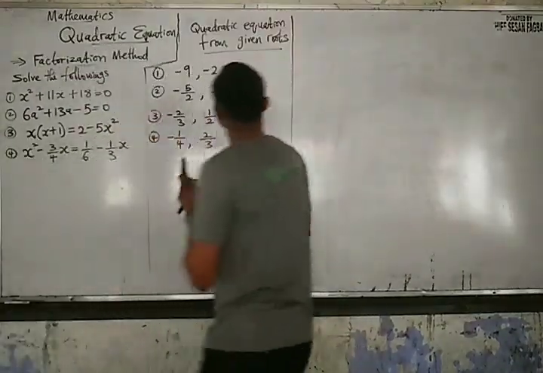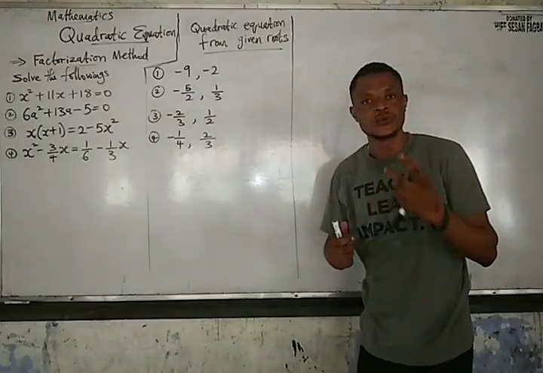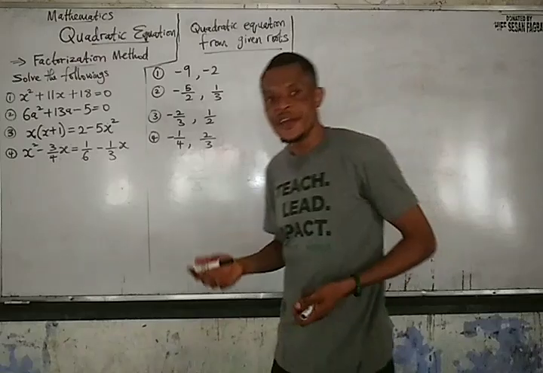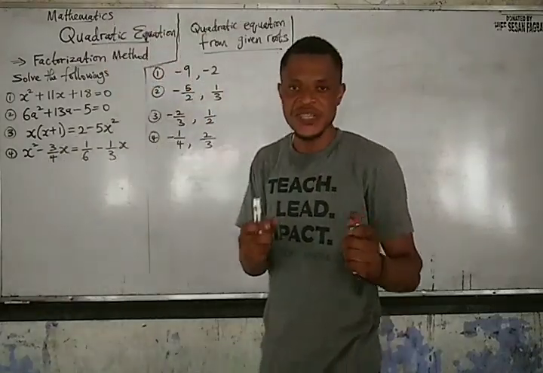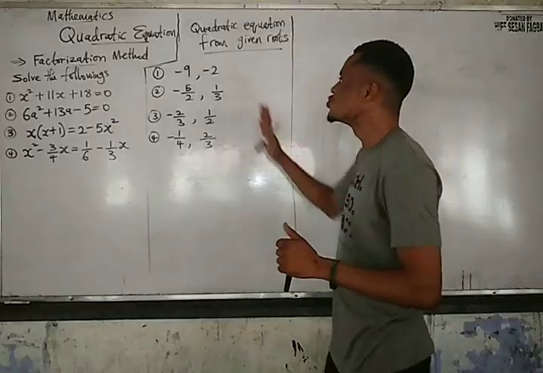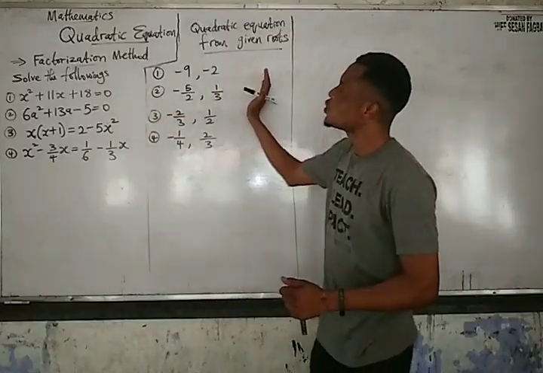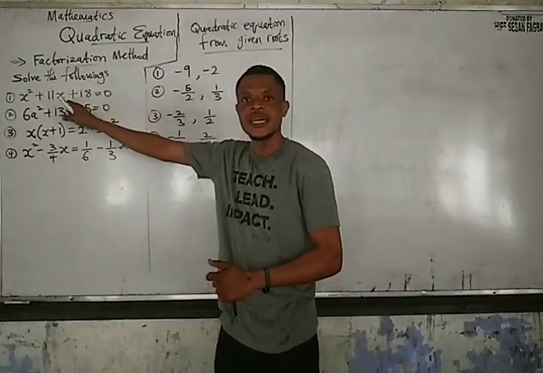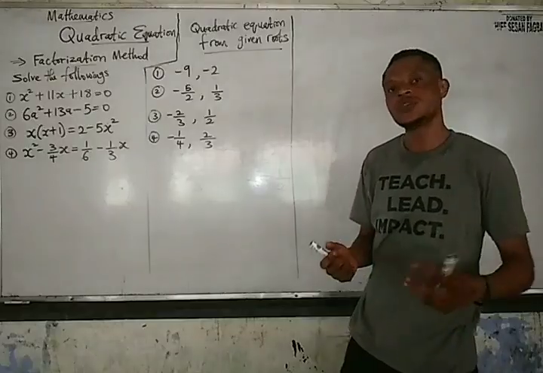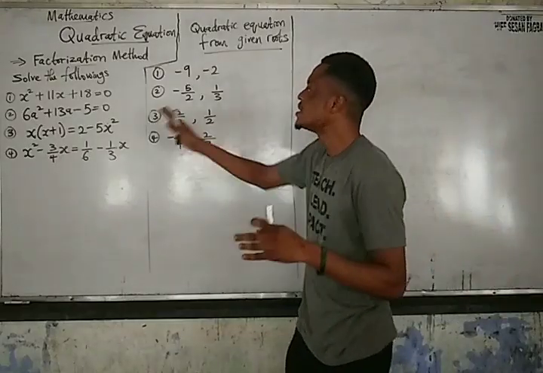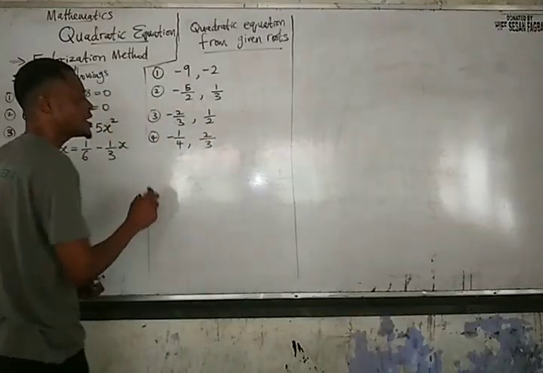So the next one, which is quadratic equation from given roots. We may be asked to generate the quadratic equation from the given roots. So for the purpose of this class, I've decided to use the roots that we got from this quadratic equation in order to get what the equation is. So let's assume that we are given the roots of a quadratic equation and we are asked to get the quadratic equation. The method of solving it is as simple as this.